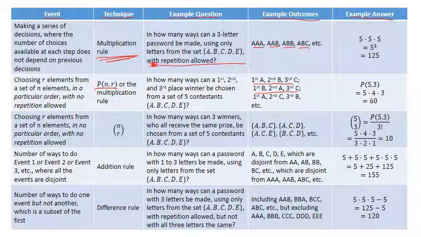And then over here, the way you would do the answer is just P of 5 comma 3, or you could do 5 times 4 times 3, and that would be 60.